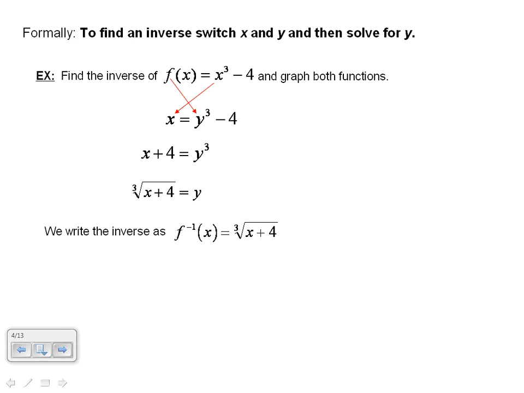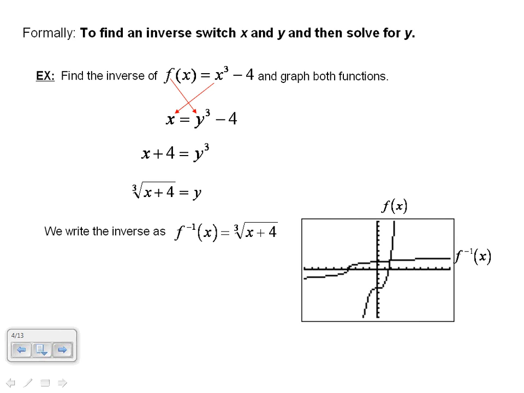Okay, so here are my two graphs. Here's my cubing function, f of x is x cubed minus 4. And here's my inverse, which has this little sideways look to it. That's my cube root of x plus 4. So I had us graph this because there's something noticeable, or maybe even interesting, about this graph here. So can you see it?